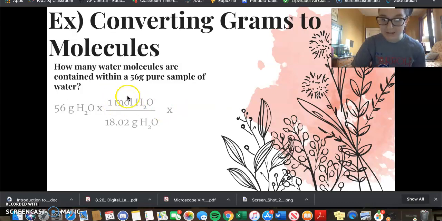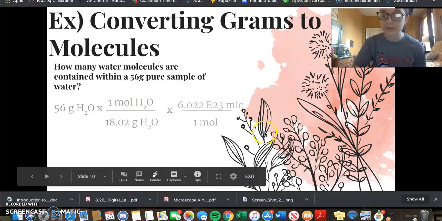So here I want to cancel moles. That's what's in my numerator. So moles is going to be on the bottom. In 1 mole, I have 6.02 times 10 to the 23rd molecules. And I always abbreviate molecules as MLC, just so I don't confuse it with mole.